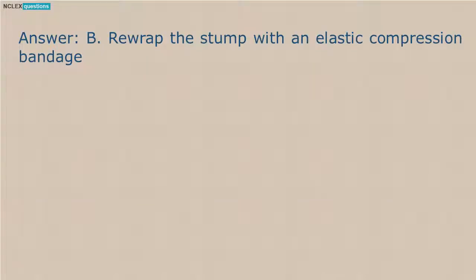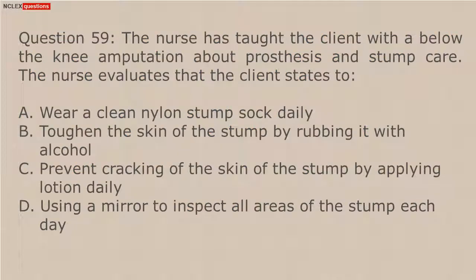Answer, B. Rewrap the stump with an elastic compression bandage. Question 55. The client with right-sided weakness needs to learn how to use a cane. The nurse plans to teach the client to position the cane by holding it with the A. left hand and placing the cane in front of the left foot. B. right hand and placing the cane in front of the right foot. C. left hand and 6 inches lateral to the left foot. D. right hand and 6 inches lateral to the left foot.